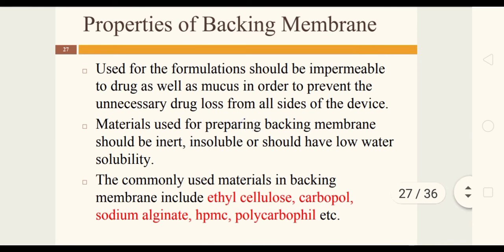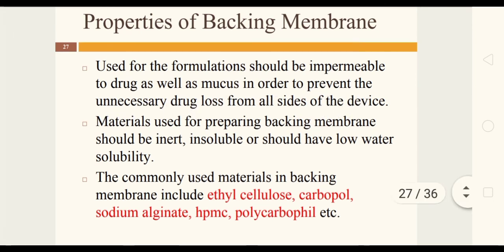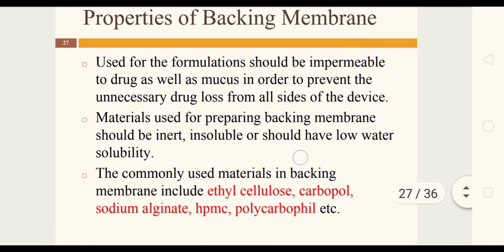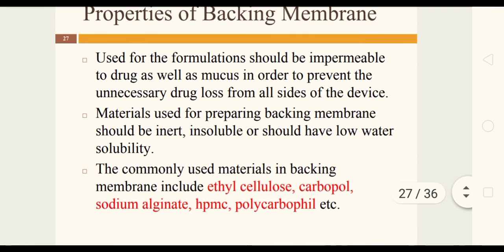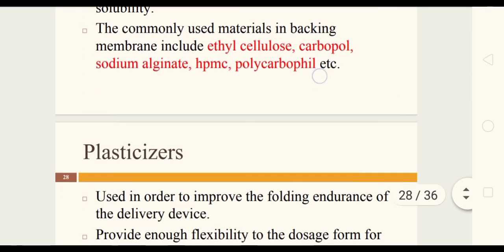Next come the properties of the backing membrane. The backing membrane we have seen in the previous diagram. It has to prevent the drug from circulating to other parts. So it should be impermeable to the drug as well as mucus, in order to prevent unnecessary drug loss. The backing membrane should be inert, insoluble, and should have low water solubility. Examples: ethyl cellulose, carbopol, sodium alginate, HPMC, and polycarbophil.